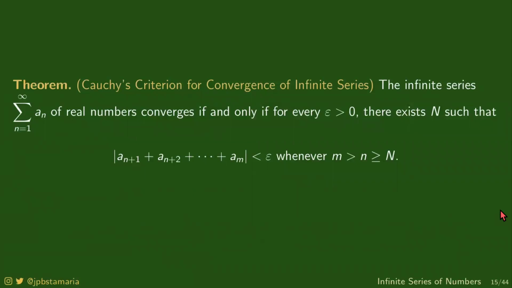Bakit naging ganito yung itsura? Tingnan natin, ha? So, the infinite series summation a_n of real numbers converges if and only if for every epsilon greater than 0, an integer N can be exhibited to exist so that this finite sum a_{n+1} + a_{n+2} + ... + a_m has an absolute value less than epsilon whenever m is greater than n and little n is at least capital N.